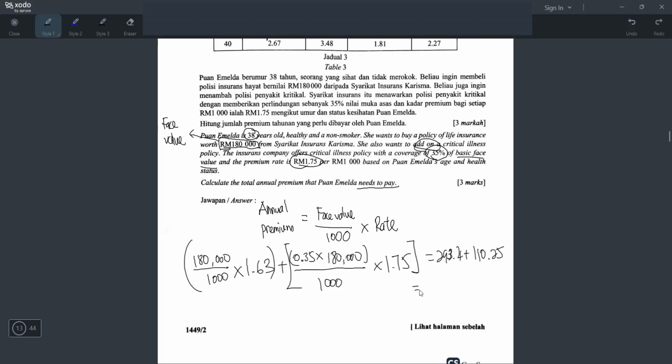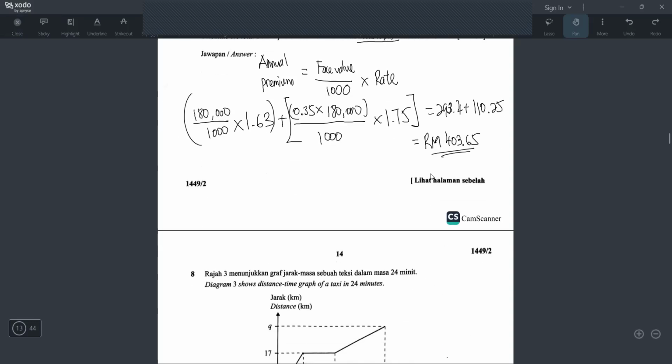So my calculator gives me 403.65. And don't forget to write RM here, because this is the money you have to pay to the insurance for 1 year. Okay, the premium. If you don't want to write RM up here, it's fine, but make sure you write RM at the final answer. Okay, so yeah.